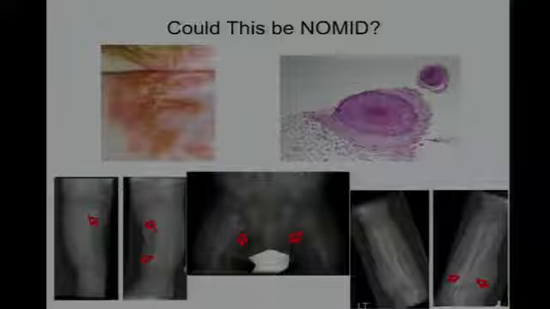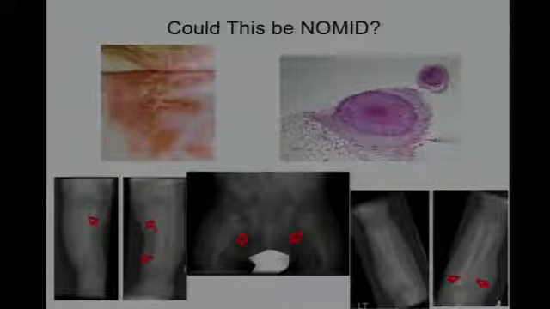So from what I told you about NOMID, is this NOMID? No, of course not, because the skin lesions of NOMID are hives-like, not pustules, because the bone lesions of NOMID are overgrowth of the epiphyses of the long bones, the knobby-looking knees, not multifocal recurrent osteomyelitis. And I didn't say anything about vasculitis in NOMID. So this was not NOMID. We were asked, is this NOMID? Just given the pictures, we said, no, it's not.